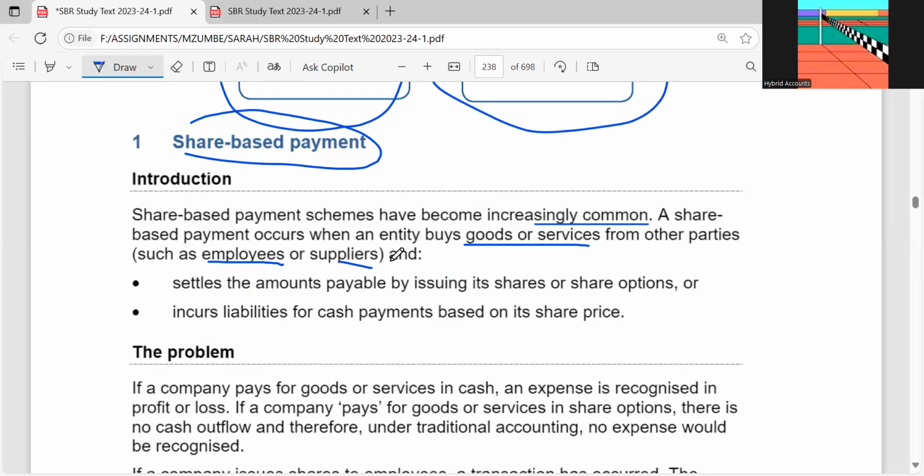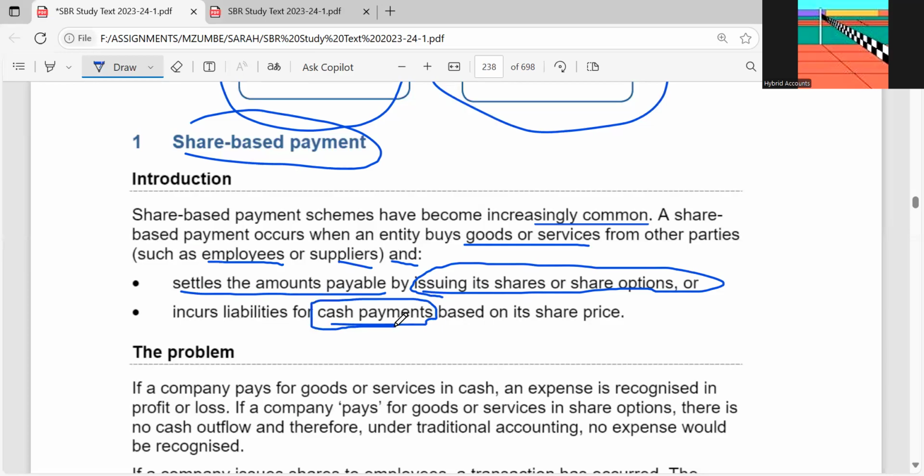Okay, so after buying goods or services, the company settles the amounts payable by issuing its shares or share options. You see, we're going to issue shares or share options instead of paying cash directly. Or there could be another way: the entity incurs liabilities for cash payments. This one is normal. You say that you're going to pay cash, but the amount of cash is determined based on share prices. That's why you also call it a share-based payment, right? So you have to know that, right?